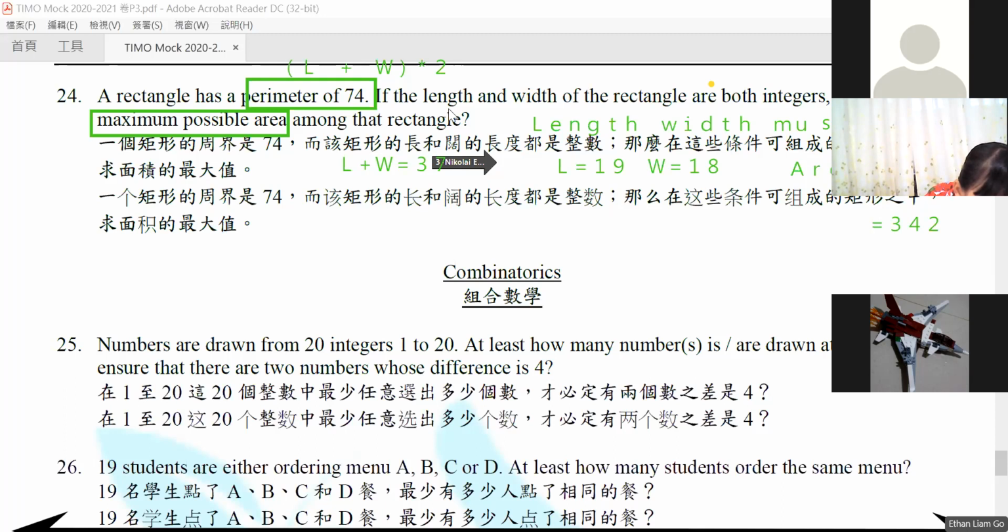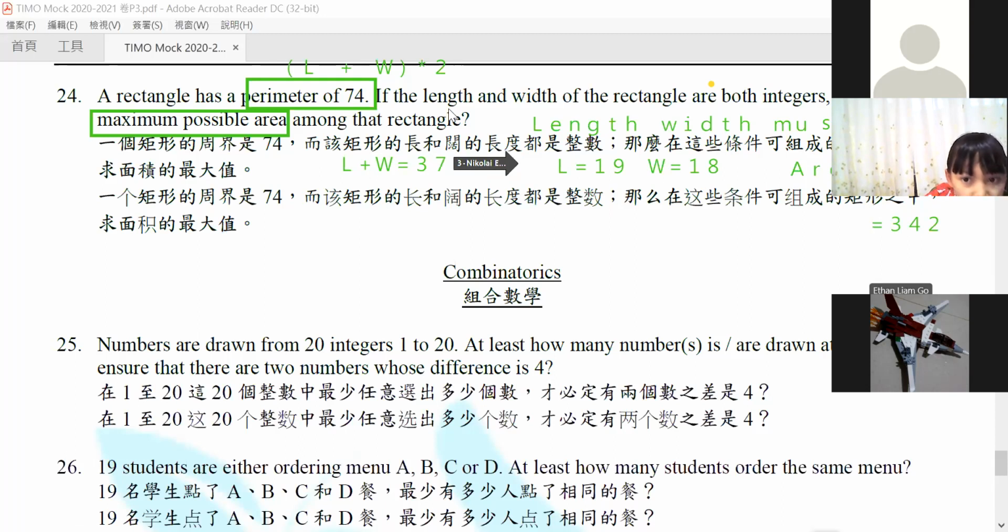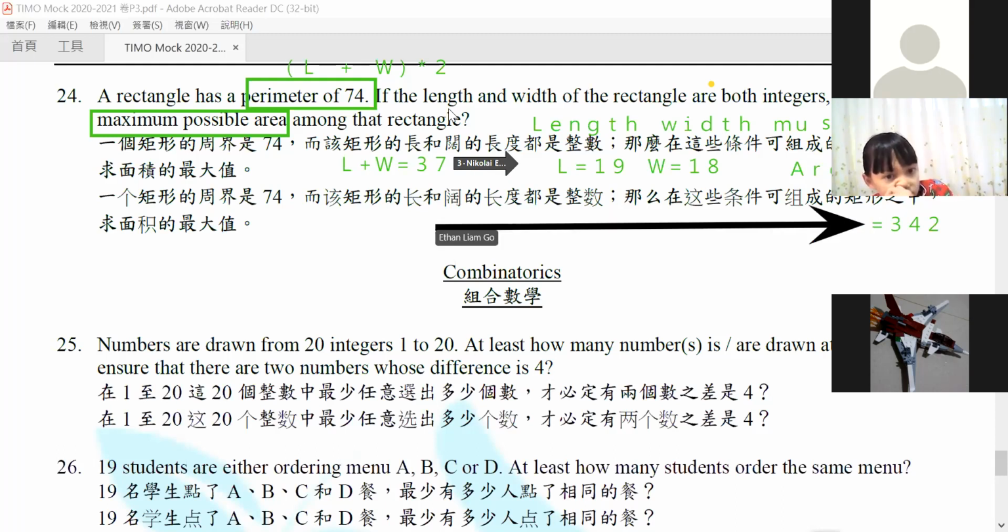Okay, this is question 24. I'm sorry, because we do not have enough time, we are skipping the question section. We will go directly to combinatorics, because there are many things that we need to cover. I'm sorry that we cannot talk about it more fully. So let's go to question 25.